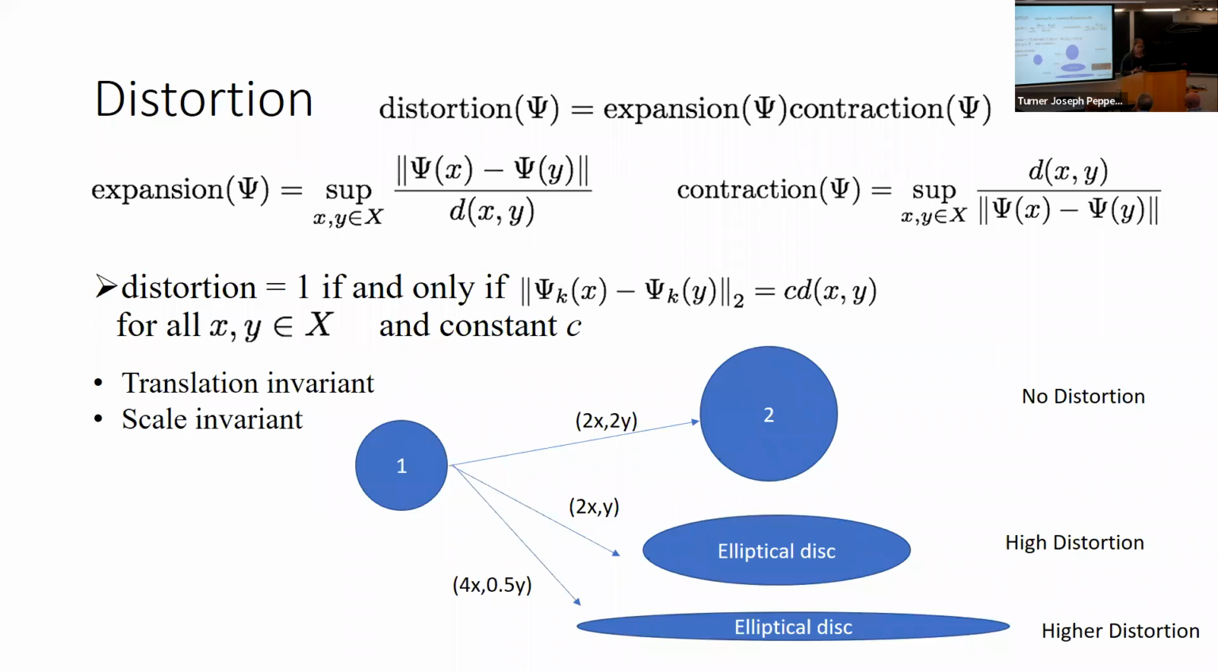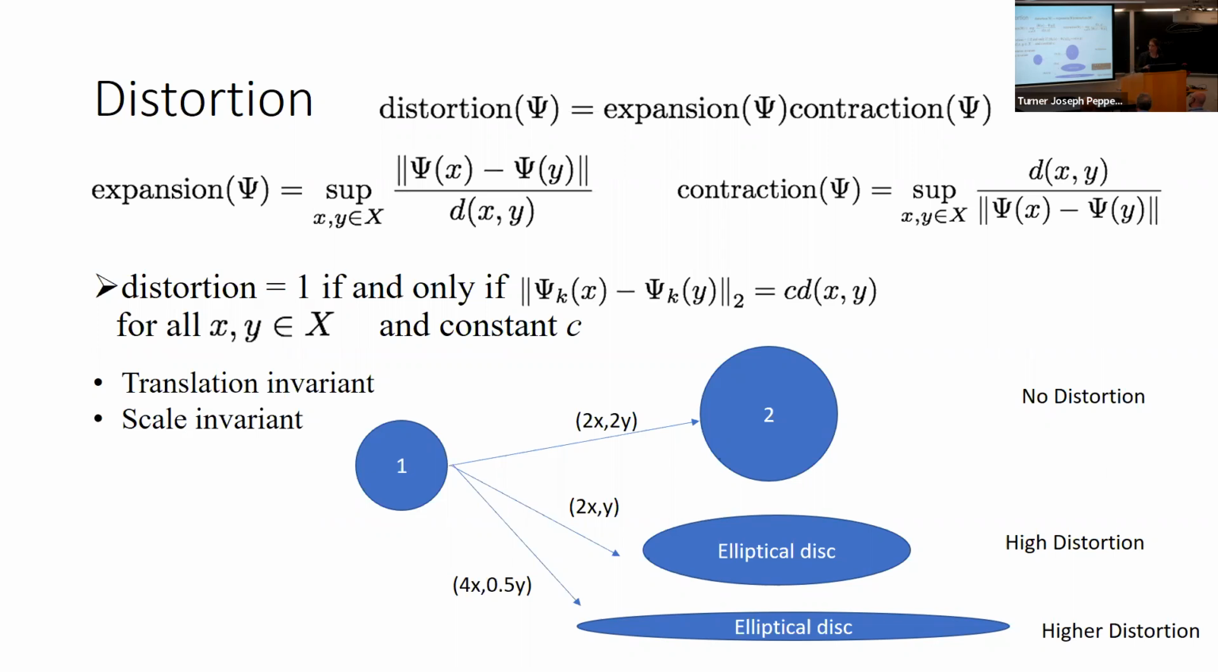So I've mentioned the word distortion a few times. What do I mean when I say distortion? Distortion is a product of expansion and contraction, and it's the ratio and inverse ratio. We're taking the max distortion definition here of distances in your embedding space with respect to either your intrinsic or ambient space, depending on what we have access to.